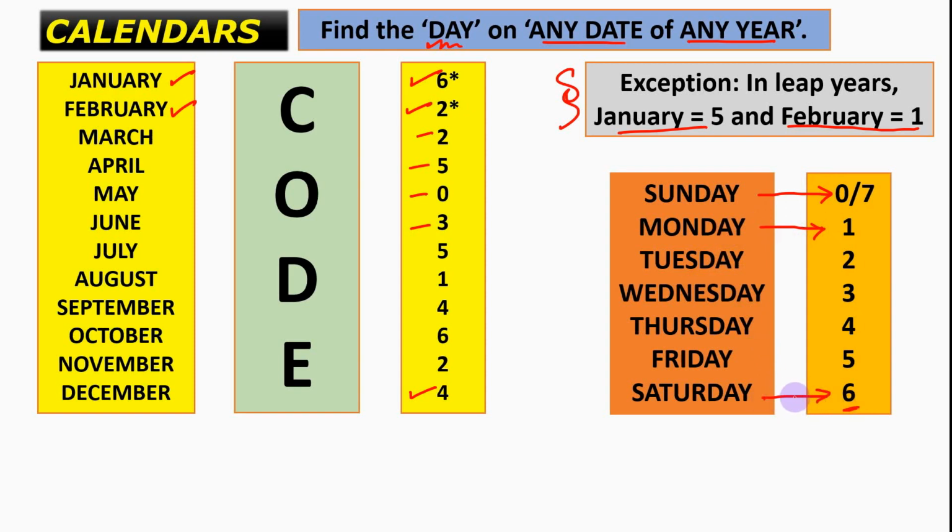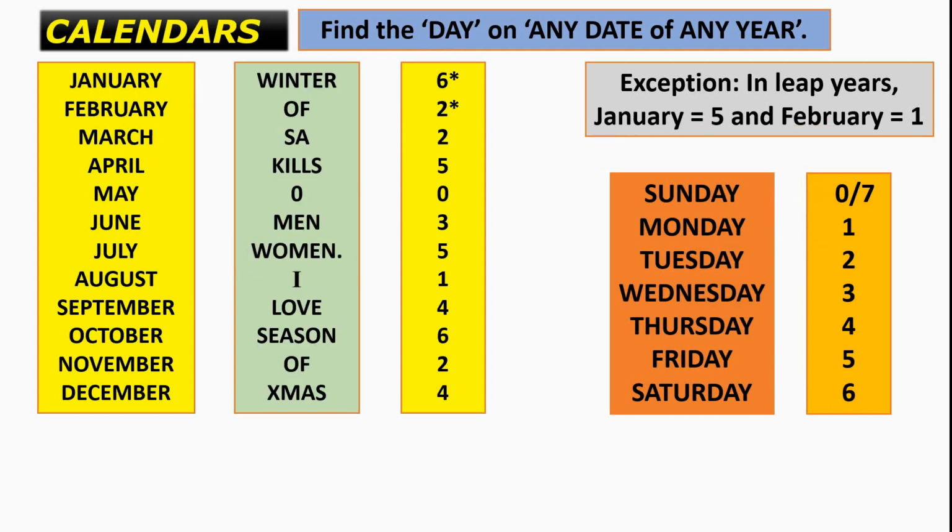Okay, and I have devised a rule by which you can remember this code very easily, and the rule is: winter of South Africa kills 0 men, women. I love season of Christmas.